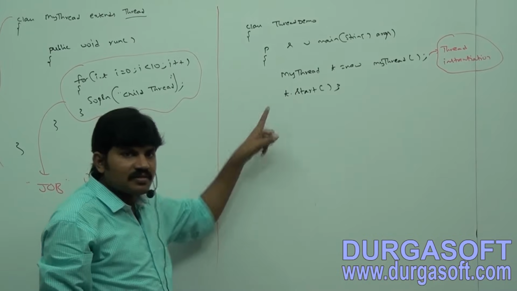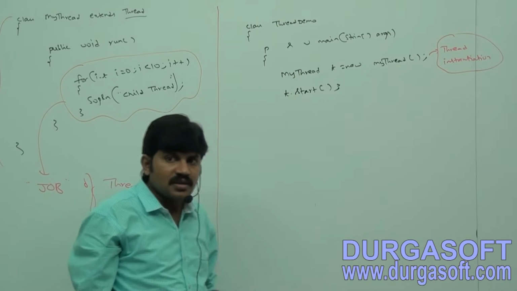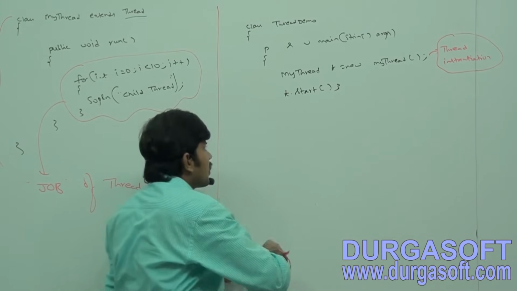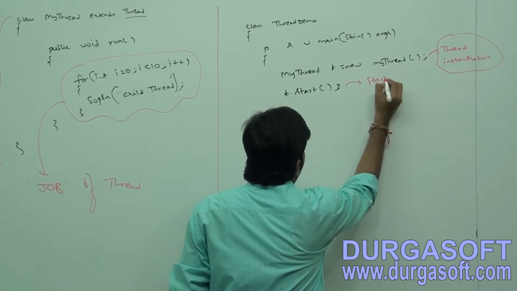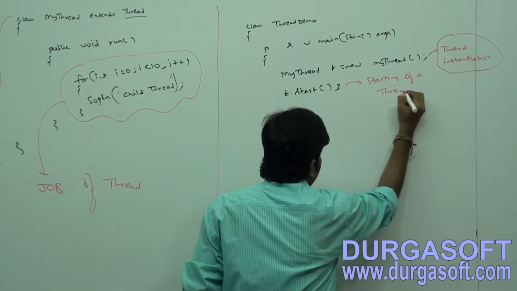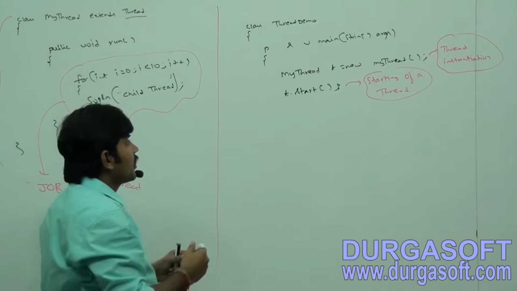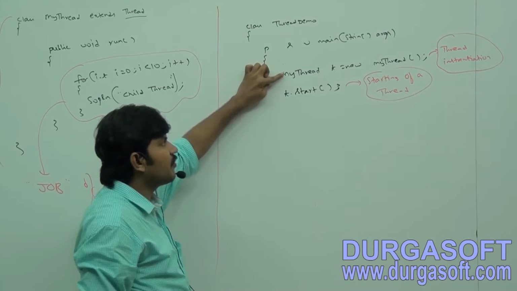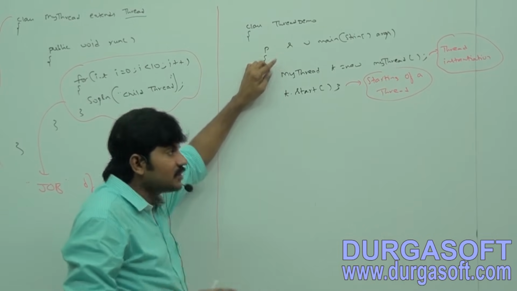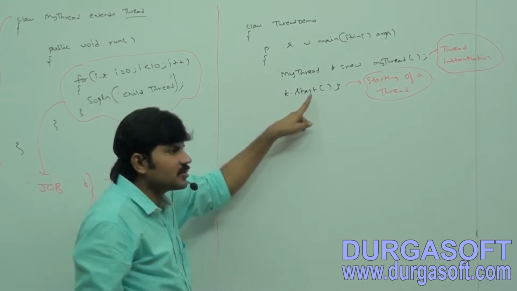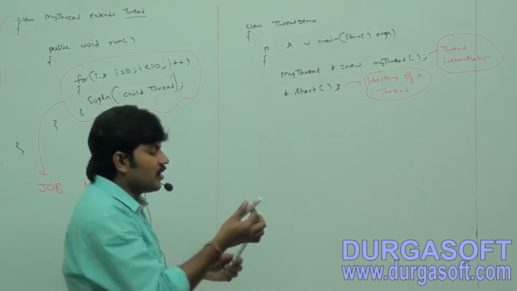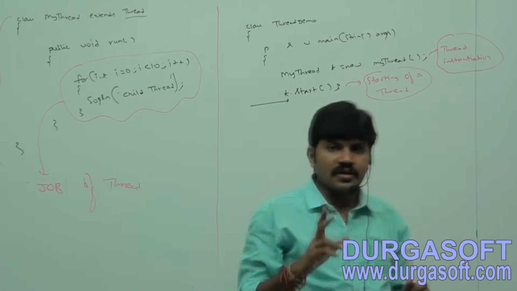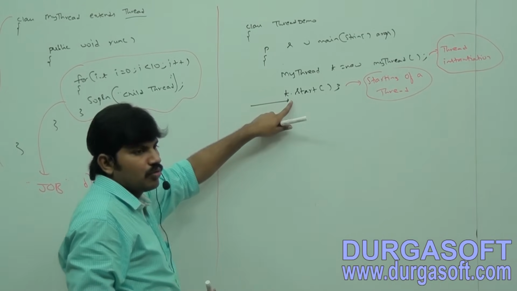Can you tell this line is executed by which thread? The main thread. That's why the main thread starts a child thread. This command is nothing but starting of a thread. Now observe the words. Can you tell how many threads are there? One thread, the main thread. The main thread creates a child thread object. The main thread starts a child thread. Now at this point of time, how many threads are there? Two threads: main thread and child thread. Now two flows are there.